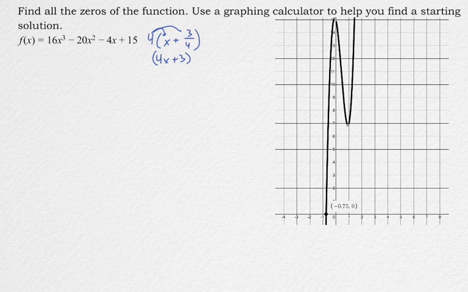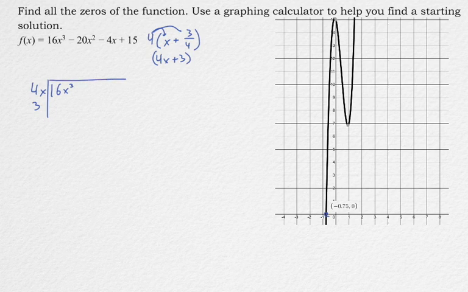And it looks like it only has one x-intercept. The other solutions are up here somewhere, but it's not crossing the x-axis, so they're going to be imaginary. So now I should be able to take 4x plus 3, put that in front of a box, and start this long division to see what I get for a quadratic.